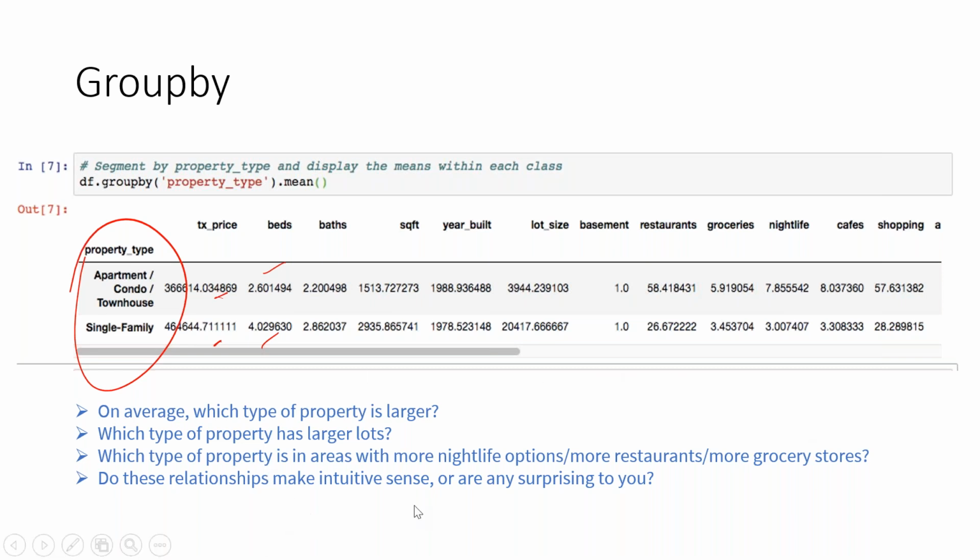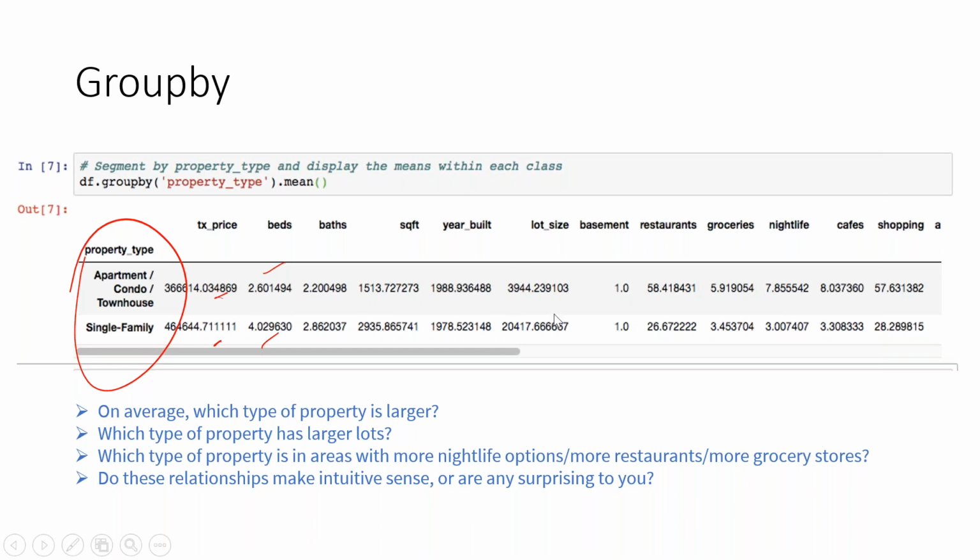Okay, that is common. So do these relationships make intuitive sense, or are any surprising to you? That is what you are really looking at. Nothing really surprises from a property type. This is pretty decent data. We have already seen some surprises in the basic information and other things, but it's okay.